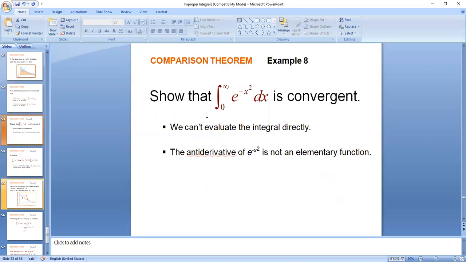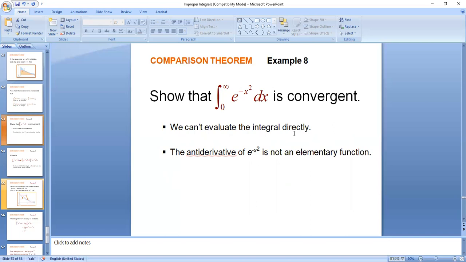This is sample A. Show that the integral of e raised to negative x squared dx is convergent on the limits 0 to infinity. I'm sure for some of you who have done practice integration of indefinite integrals, even without the limits, you will know that this is a non-elementary integral. You would have exhausted the resources available to you, and encountered a write-up that tells you this is a non-elementary integral. We can't evaluate the integral directly because it's non-elementary.